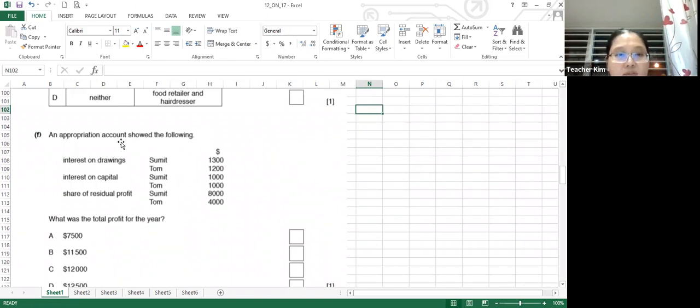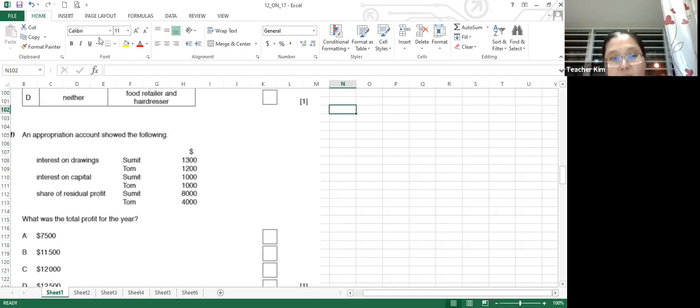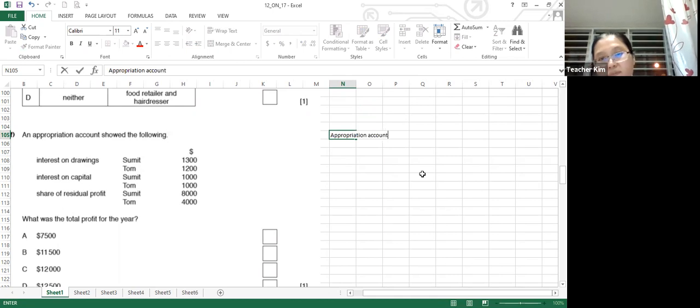An appropriation account show the following: interest on drawing, interest on capital, share of profit. What was the total profit for the year? So we use the appropriation account to work backward to find the profit. Appropriation. Start from the profit for the year. Profit for the year. Add interest on drawing, less interest on capital, and then less salary, and then we get the share.